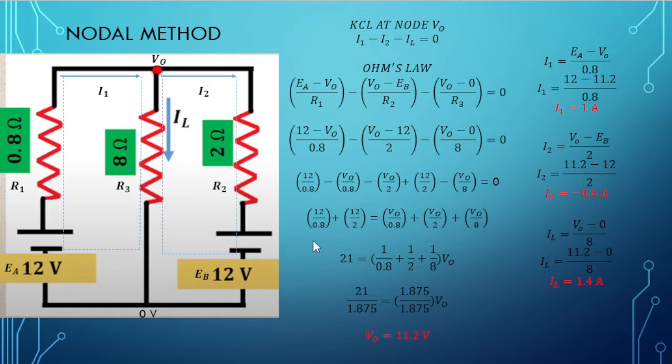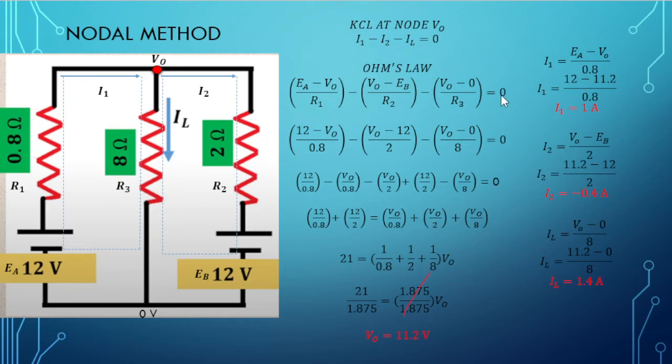And after that, using the calculator, the answer is 21 here, and the answer for this is 1.875. So divided by both sides, we cancel. So the answer for VO is equal to 11.2 volts.